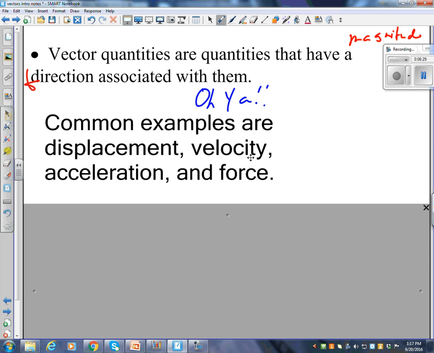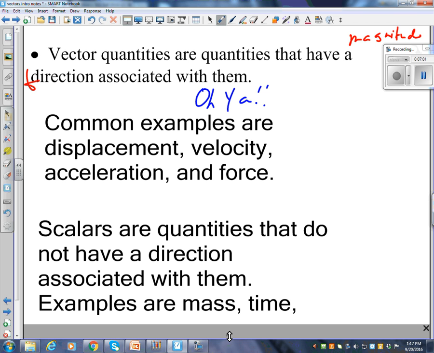Direction. Acceleration, you're falling towards the ground after you jump out of an airplane at minus 9.8 meters per second squared, down. Falling from the sky. Force, I might come over and smack you with 50 newtons of force. I wouldn't do that. 50 newtons towards your head, I guess, would be the direction. Anything that you can put a direction behind and it makes sense, that is a vector. The opposite of vectors are scalars.